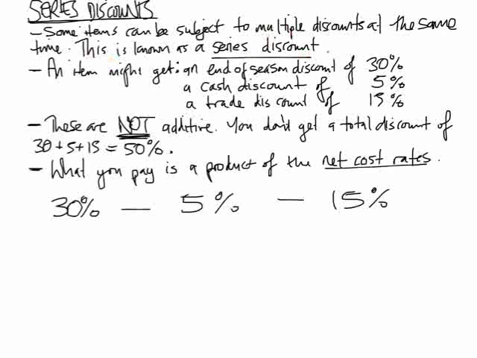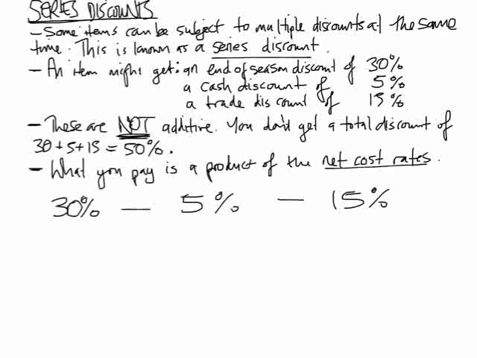You don't need to work out how much you would pay after the first discount and then do another calculation to work out how much you'd pay after the second one. So let's use an example of an item that might get, let's say, an end of season discount of 30%, a cash discount of 5%, and a trade discount of 15%. These are not additive. You can't just add them together. You won't get a total discount of the 30% plus the 5 plus the 15 to total 50%. You're not going to get half price.